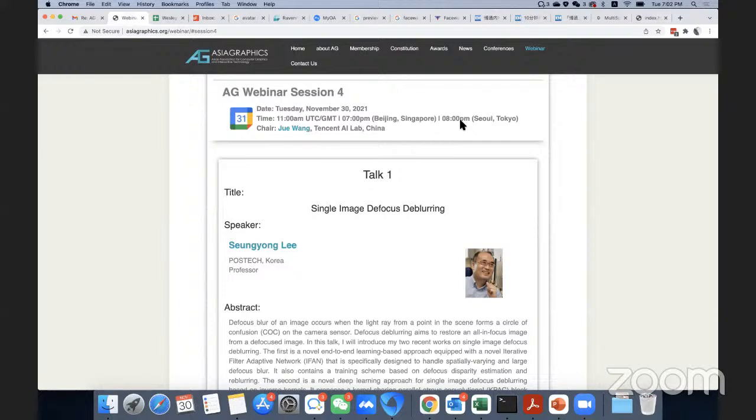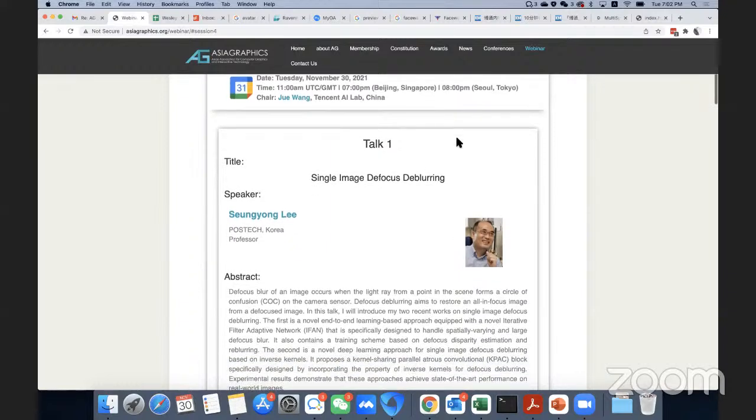Good evening, everyone. My name is Wang from Tencent AI Lab in China. This is AsiaGraphics Web Seminar Section 4. Today we have two speakers. We have two very interesting talks about image restoration, image deblurring. So the first speaker is Seungyong from POSTECH, Korea.